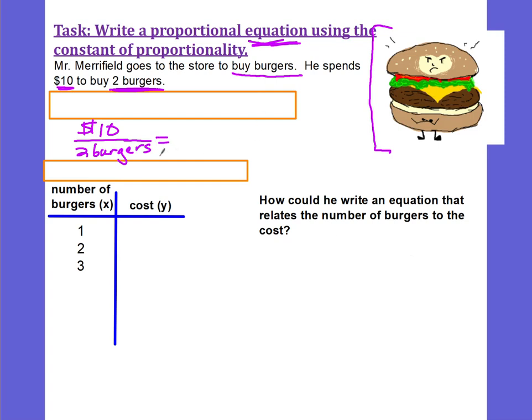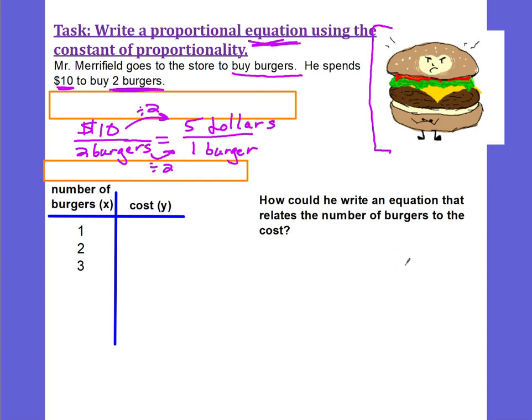A lot of you would just be able to see this relation right off the bat, but we'll do it formally. So divide by 2, and I'm of course doing that to get the rate, or the dollar cost, for 1 burger. So 10 divided by 2, quick easy mental math, that's $5.